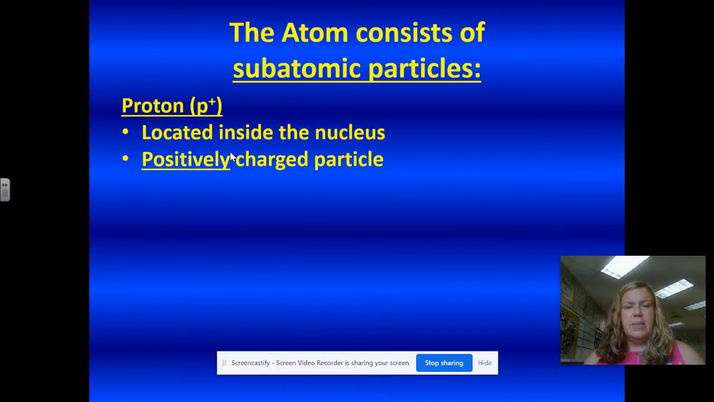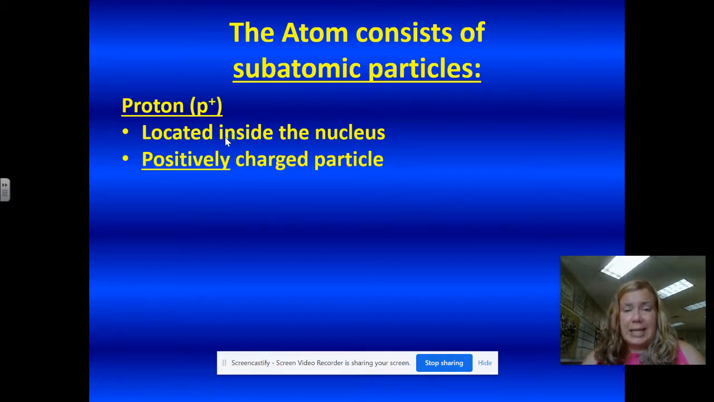The atom consists of subatomic particles, and we call the protons, neutrons, and electrons subatomic particles. That means they're part of the atom. The protons, notice they're positively charged. I do want you to notice right here the P+. This is a common way to represent protons, so you don't have to write out protons every single time you're doing an assignment or even on a lab. This is a common chemistry language between other chemists.